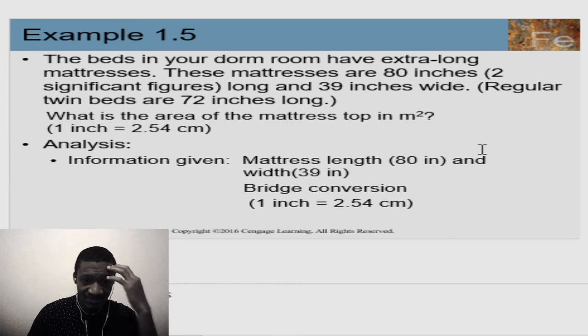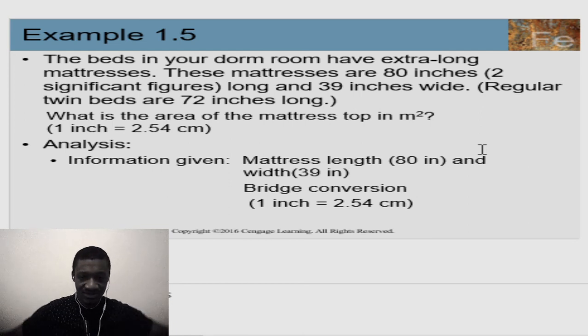So you have the bed in your dorm. If you're outside the dorm, the bed in your house has an extra long mattress, and this mattress is 80 inches, with two significant figures, long, and 39 inches wide.